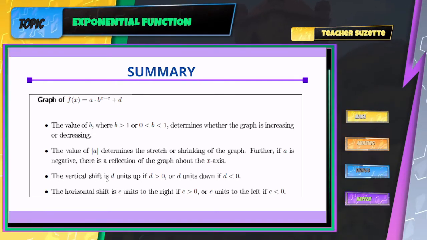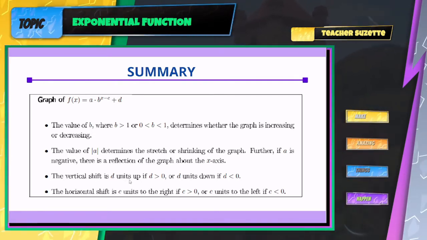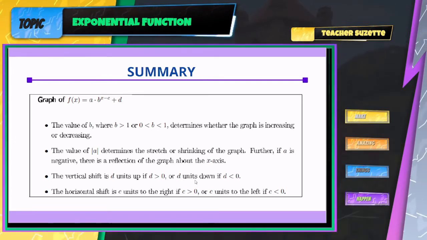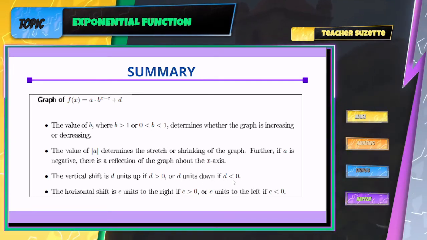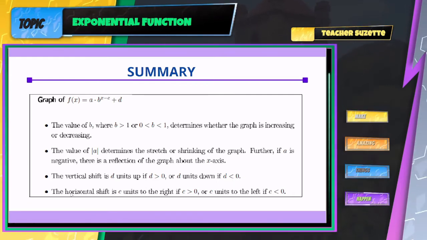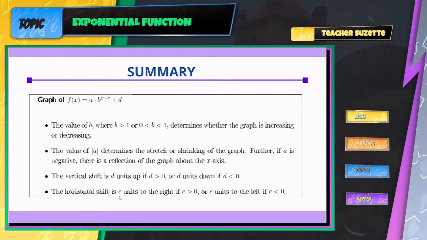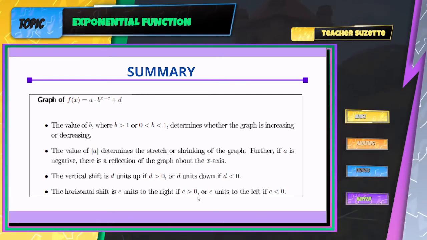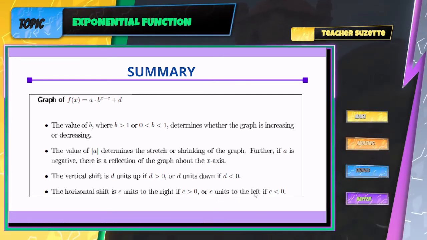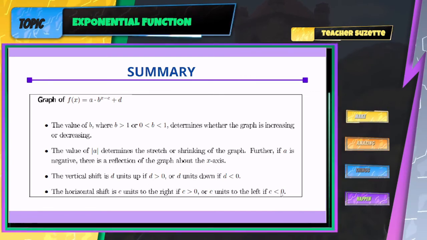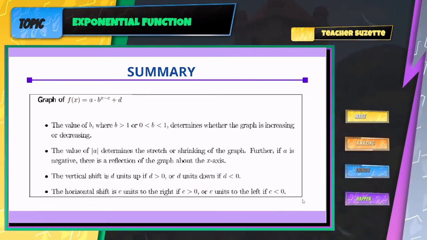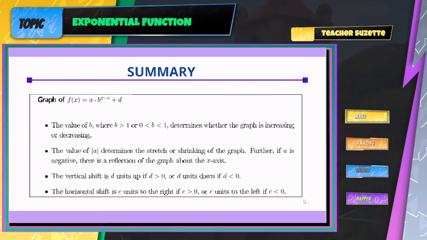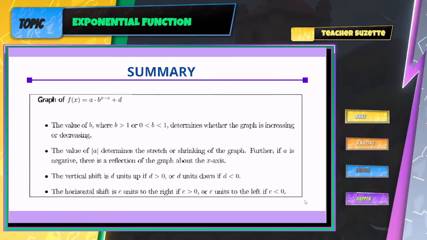Then, the vertical shift is d units up if d is greater than 0 and d units down if d is less than 0. And lastly, the horizontal shift is c units to the right if c is greater than 0 and c units to the left if c is less than 0. So that concludes our discussions regarding graph transformation of exponential functions.